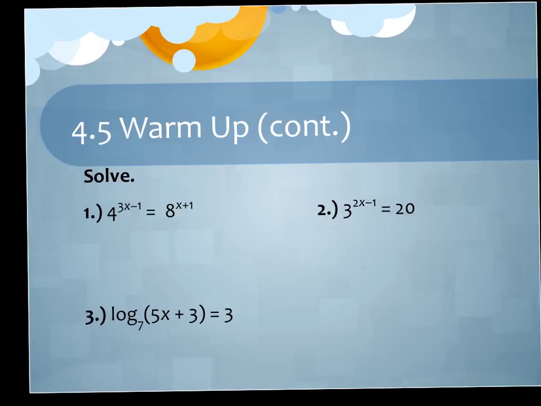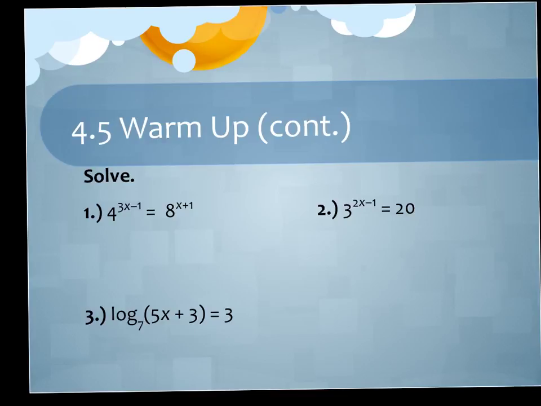So there was either exponential or log. With exponential, there's two kinds. One where you can change the base to be the same number, and you do that, get the exponent, set them equal to each other. That's using the one-to-one property. The other where you couldn't change the bases to be the same, and so you had to take the log of both sides of the equation.